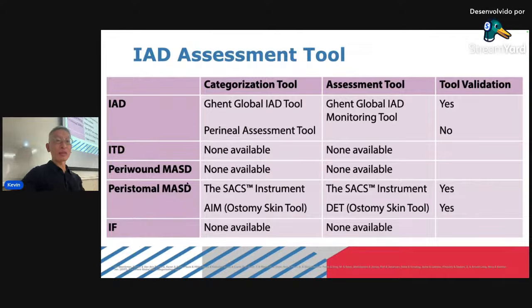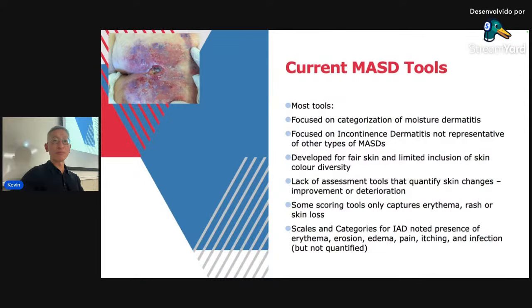There are also some other tools that have been developed to evaluate peri-wound skin MASD and also the intertrigo problem. But what we know is that a lot of the tools categorize the different types of problems, different types of MASD, different types of incontinence problems. They don't describe the severity on a continuum. If you think about a continuum, it's like from 0 to 10, with 0 no problem and 10 a very severe problem. That's why we want to challenge ourselves to develop a more sensitive tool.